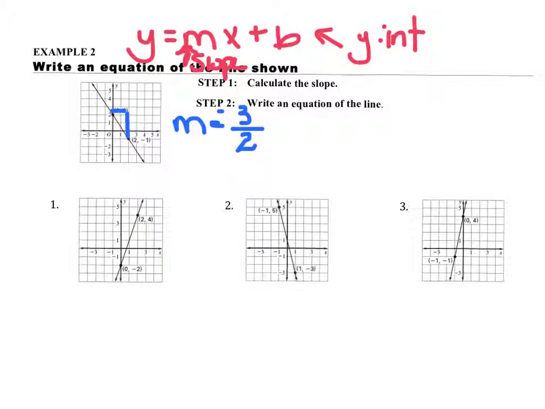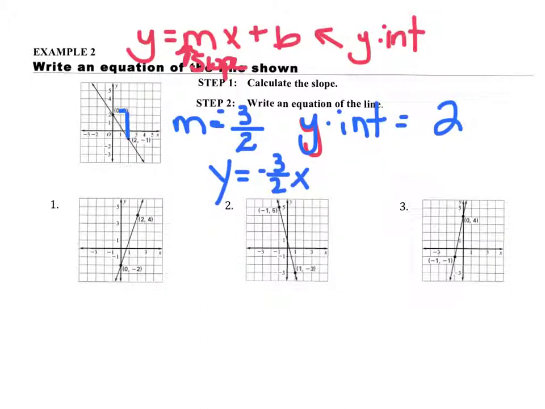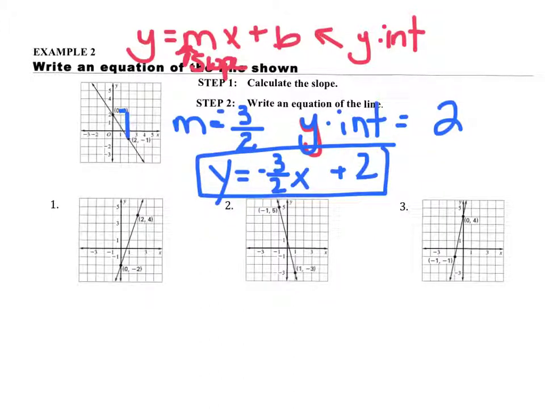My y-intercept, remember the intercept is where it crosses the y-axis. Well, here's my y-axis, and it is crossing that y-axis at the 2. So my y-intercept is equal to 2. So now knowing that, we should be able to write our equation. Y is equal to -3 all over 2x, because that's the slope, plus 2 because that's the y-intercept. All right, let's try it with the other ones.